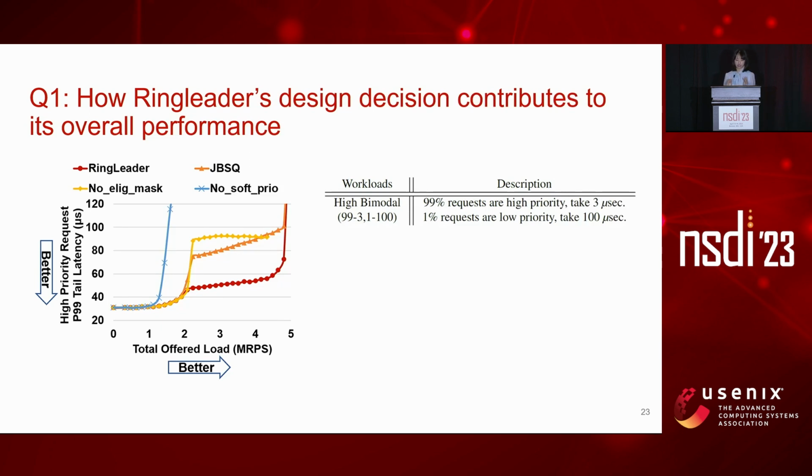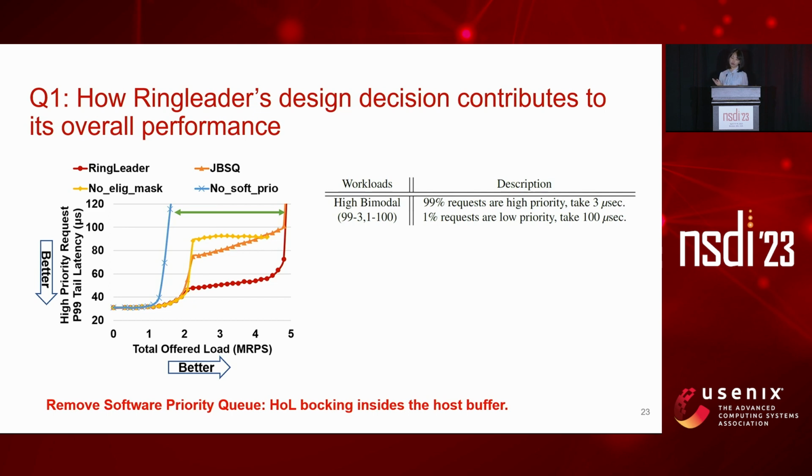The figure shows how high priority request tail latency changes with the overload. Let's first see what happens if we remove the software priority queue. As we can see from the figure, without the software priority queue, the saturation point is much earlier than the default Ringleader, because the host significantly increases the latency because of head-of-line blocking.